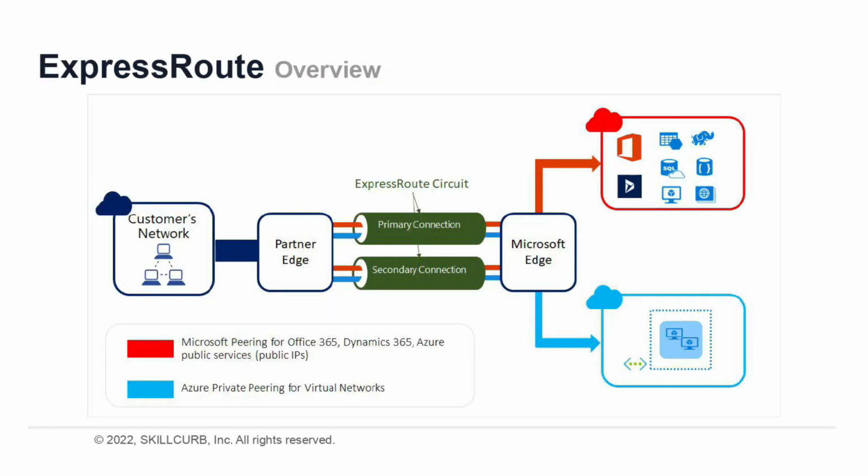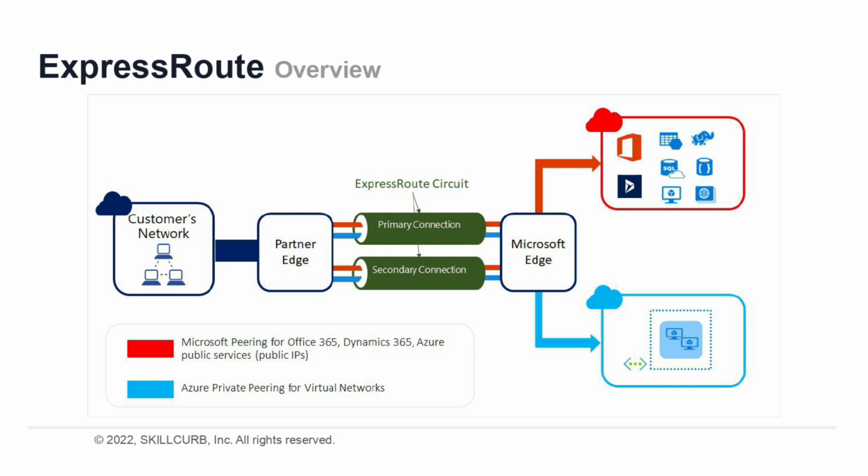ExpressRoute lets you extend your on-premises network into the Microsoft Cloud over a private connection with the help of a connectivity provider. With ExpressRoute, you can establish connections to Microsoft Cloud services such as Microsoft Azure and Microsoft 365. Connectivity can be from an any-to-any IP VPN network, a point-to-point Ethernet network, or a virtual cross-connection through a connectivity provider at a colocation facility.